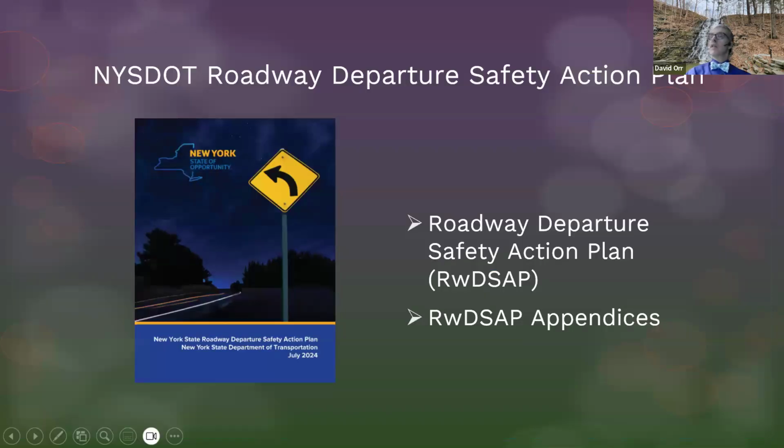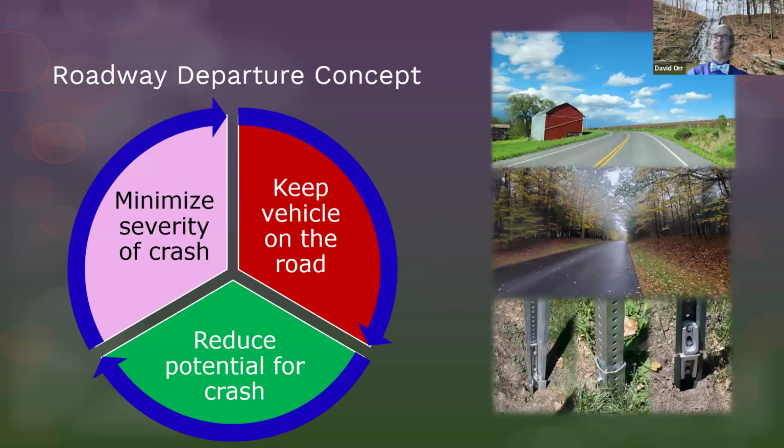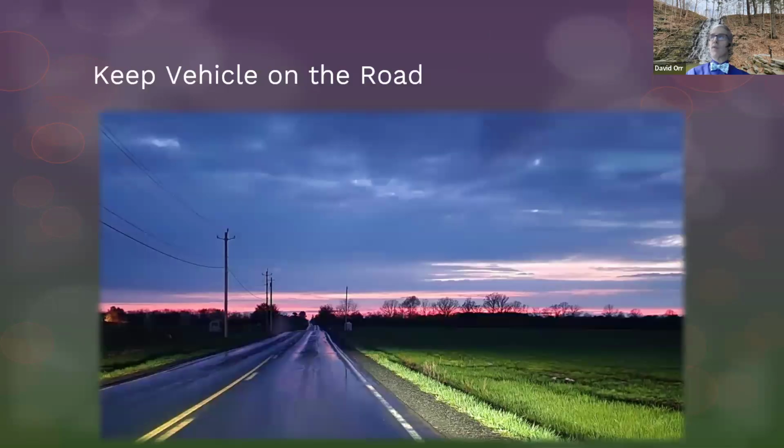So again, this is the last of our series based on the New York State Roadway Departure Safety Action Plan. If you do download that, make sure you download the appendices. A lot of what we've been talking about over the last few weeks is the roadway departure concept of keeping the vehicle on the road, reducing the potential for a crash, and minimizing the severity of that crash. Today we're going to focus on keeping the vehicle on the road, in their lane, between the lines, in the curve, things like that.